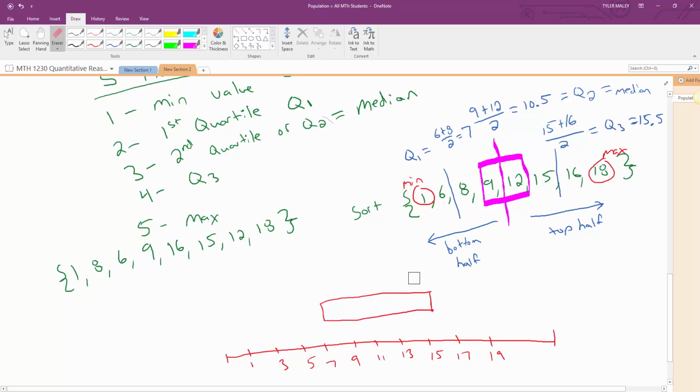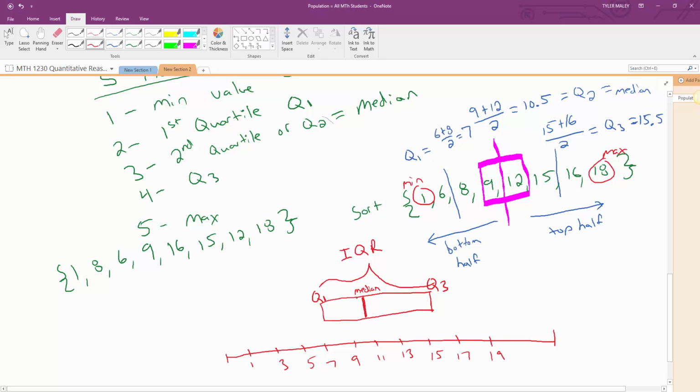So this part of the box is referred to as the interquartile range, or IQR. This was Q1, and this was Q3. And then I'm going to draw a line in my box right where the median is. The median was at 10.5, so somewhere around here. So here's 10.5. This was the median.